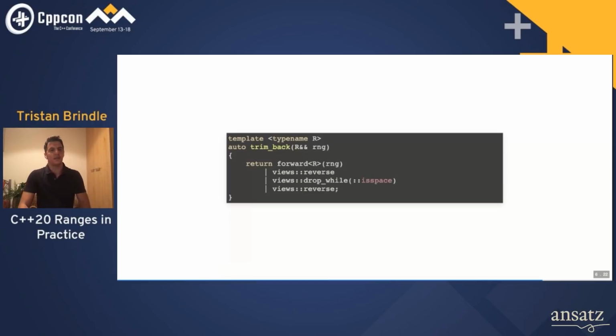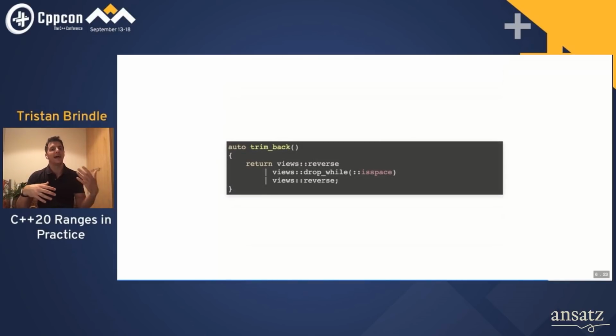So here's TrimBack as it was, as a function template, taking an arbitrary range. And we can do the same thing. Instead of returning an adapted range, we're going to compose adapters to return a new adapter. Now, this is something that I don't think many people really know you can do with ranges, but it's really cool. Reverse is just an adapter. DropWhile is just an adapter.